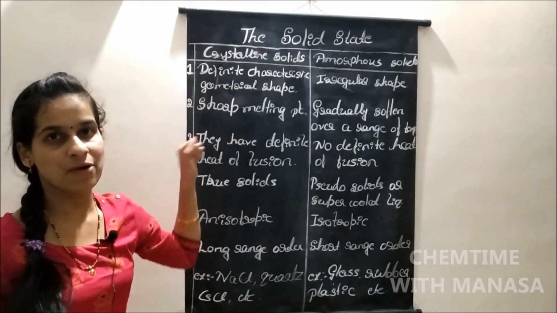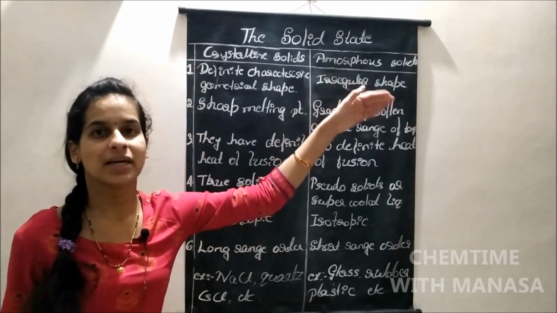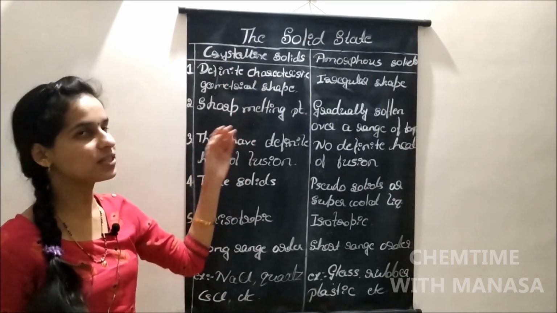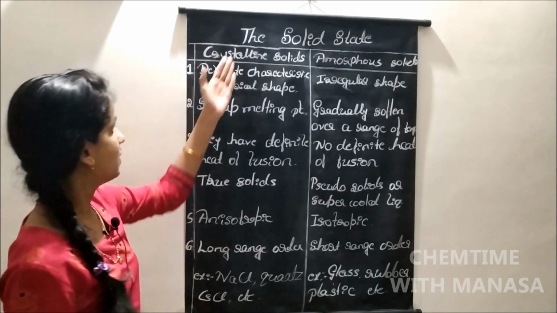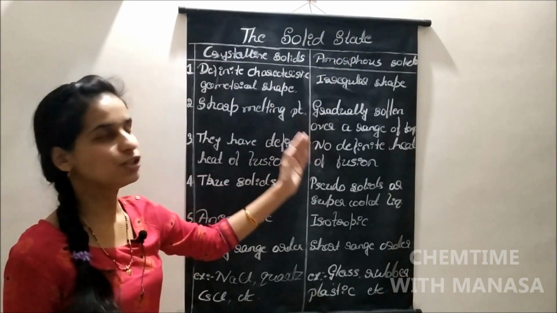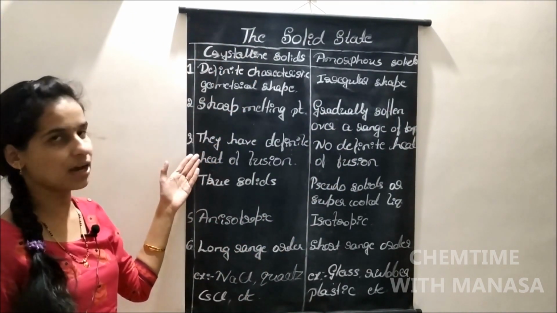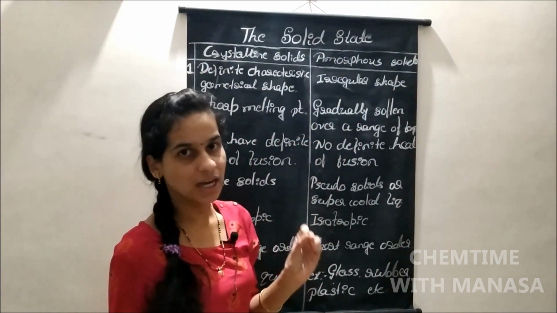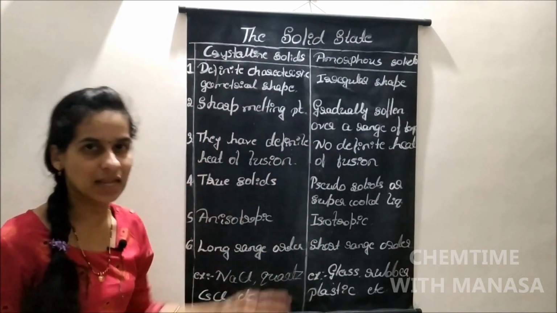The crystalline solids have sharp melting point, but amorphous solids gradually soften over a range of temperature. Here, sharp melting point means the crystalline solids melt at one temperature or at one particular temperature. Crystalline solids have high and definite heat of fusion, but amorphous solids do not have definite heat of fusion, and value is also lower as compared to crystalline solids.